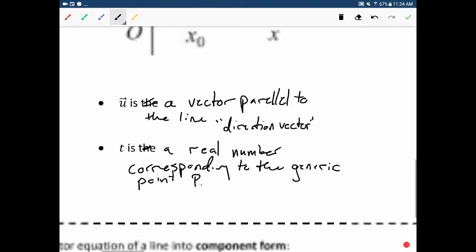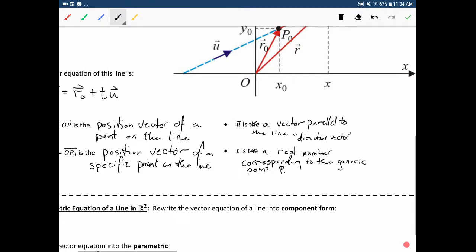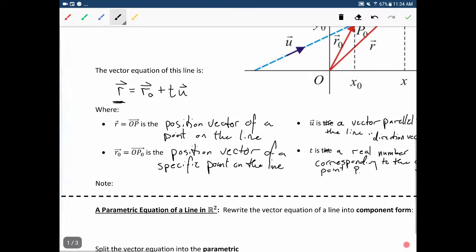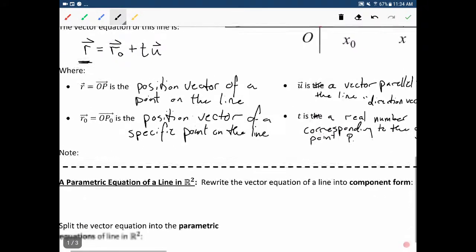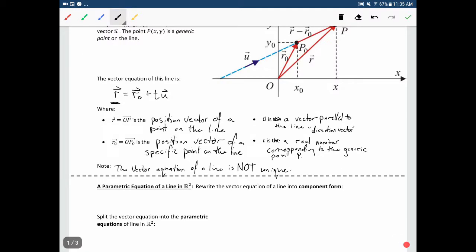So that's all of the components. What's interesting about the vector equation, and very important, is that of course every line can have an infinite number of vector equations. So just because you have a vector equation and I have a different vector equation doesn't mean it's a different line. They can both actually represent the exact same line. So the vector equation of a line is not unique.